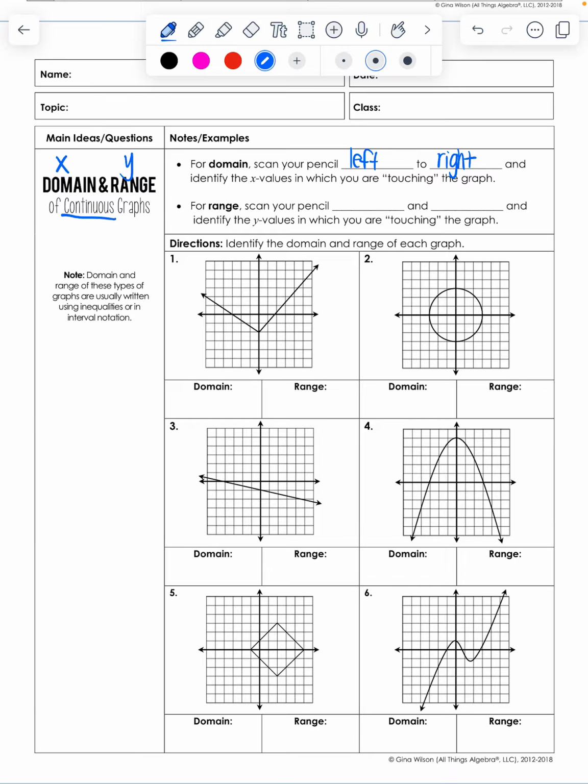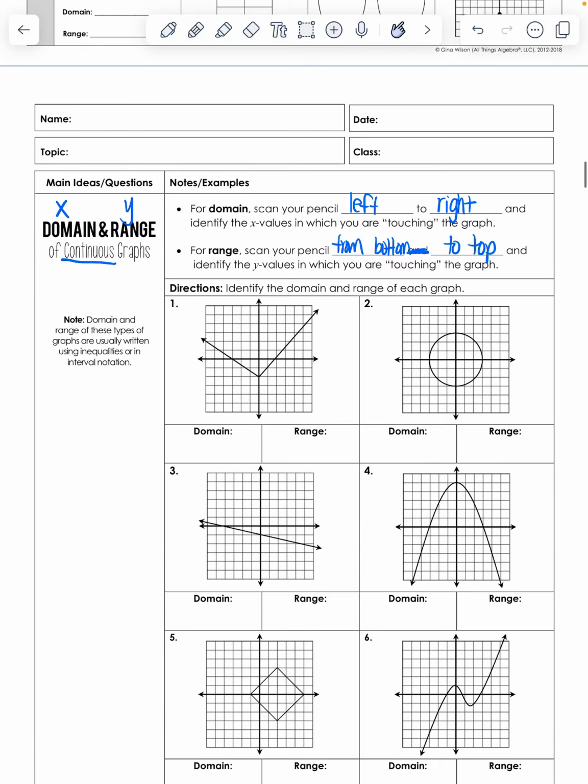And then for range, you scan your pencil vertically. So you scan your pencil up and down. I don't know why these blanks don't make sense for that, but you scan your pencil, I guess we can say from the bottom to the top, and identify the Y values in which you are touching the graph. This is going to feel different than what we did previously.